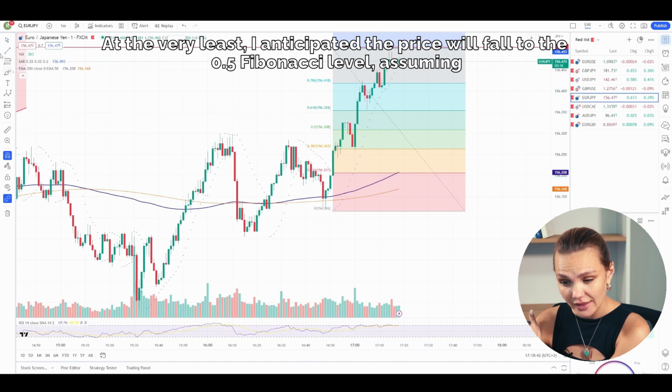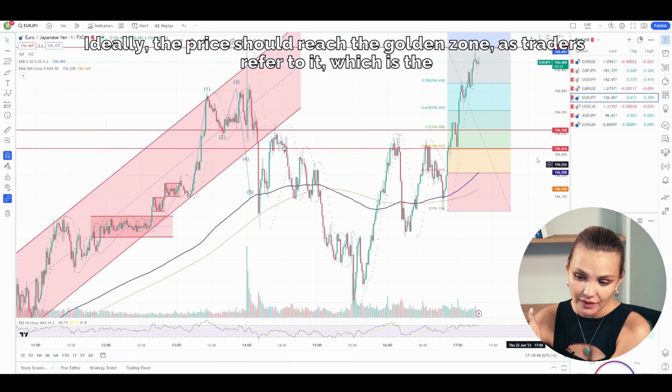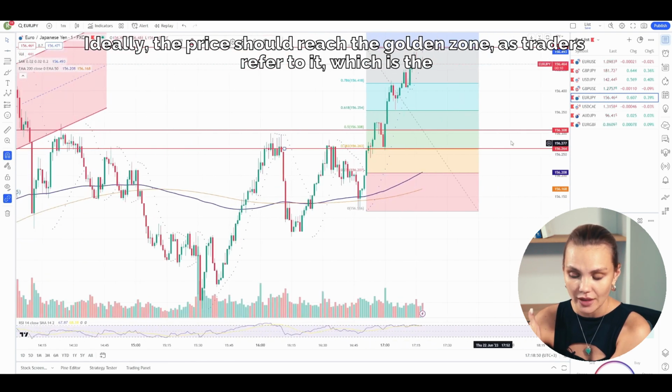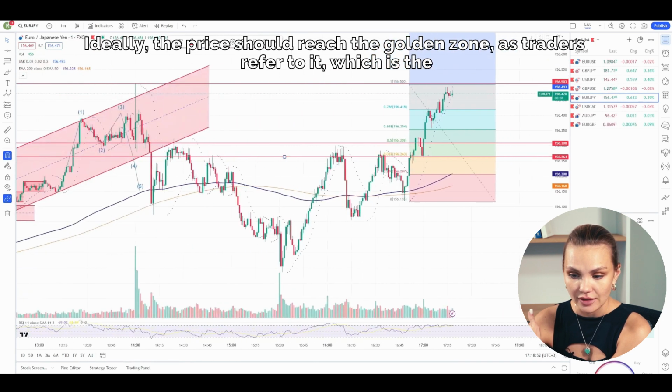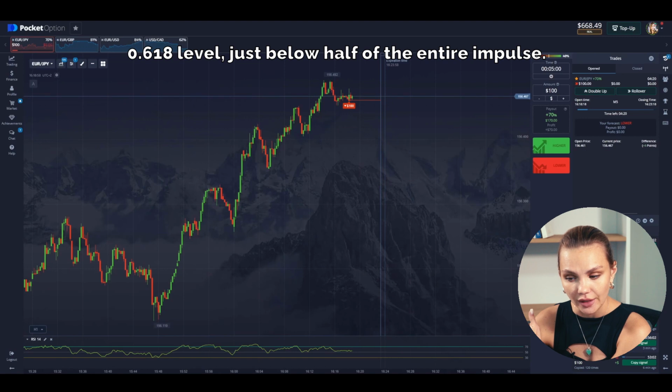At the very least, I anticipate the price will fall to the 0.5 Fibonacci level, assuming there are no false breakouts. Ideally, the price should reach the golden zone, as traders refer to it, which is the 0.618 level, just below half of the entire impulse.